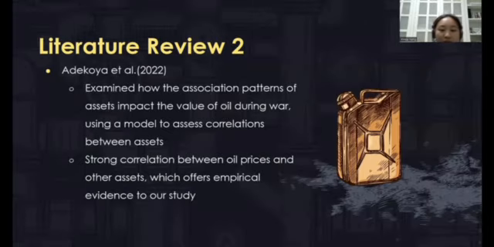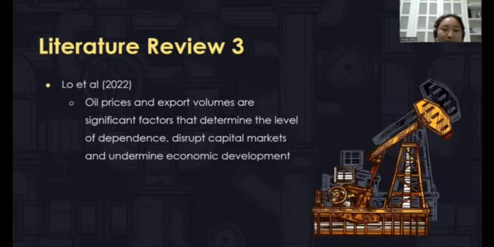The second examines how the association patterns of assets impact the volume of oil during war, using a model to assess correlations between assets. It found a strong correlation between oil prices and other assets, which offers empirical evidence for our study. And the third literature comes out: oil prices and export volumes are significant factors that determine the level of dependence, disrupt capital markets, and undermine economic development.